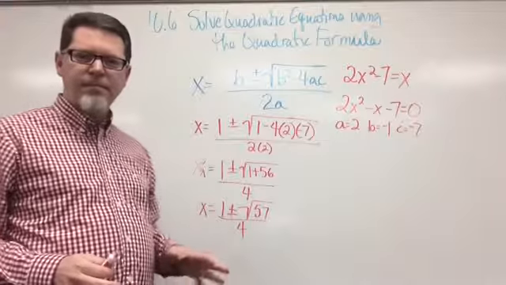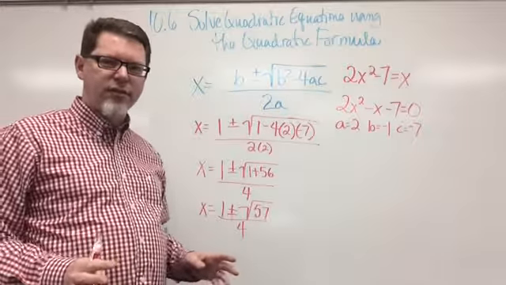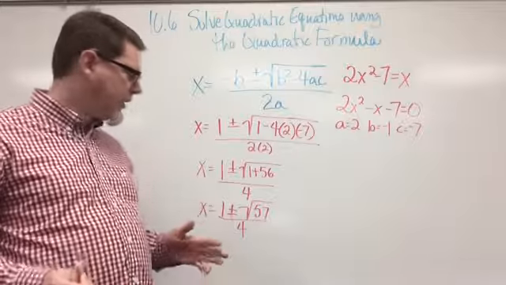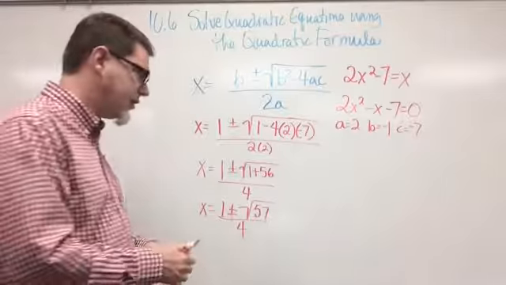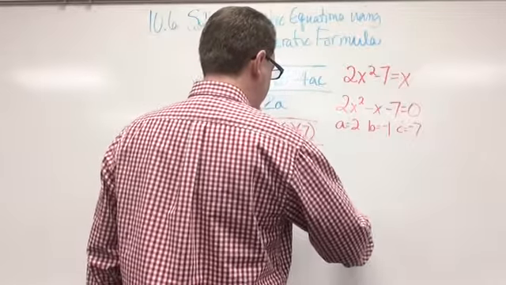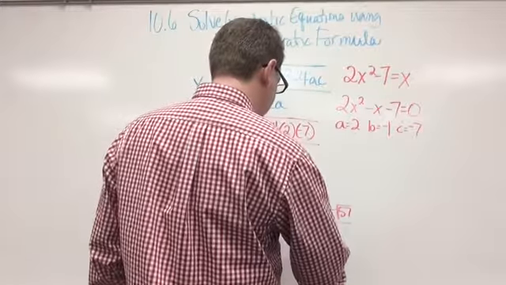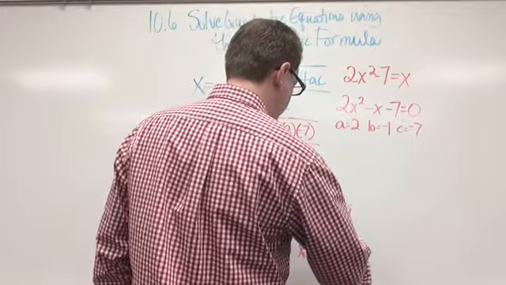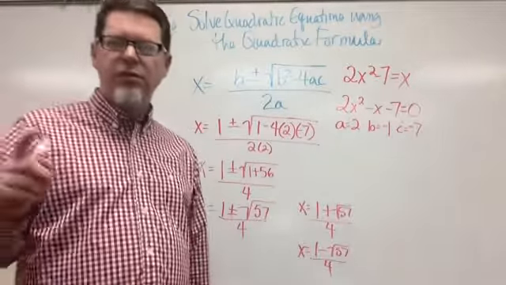Now in this case, the square root of 57 is not an integer. So I'm going to let my calculator do the work, but I have to set up two equations. The first thing I'm going to plug into the calculator is x equals 1 plus the square root of 57 over 4, and x equals 1 minus the square root of 57 over 4. And those will get me my two solutions.